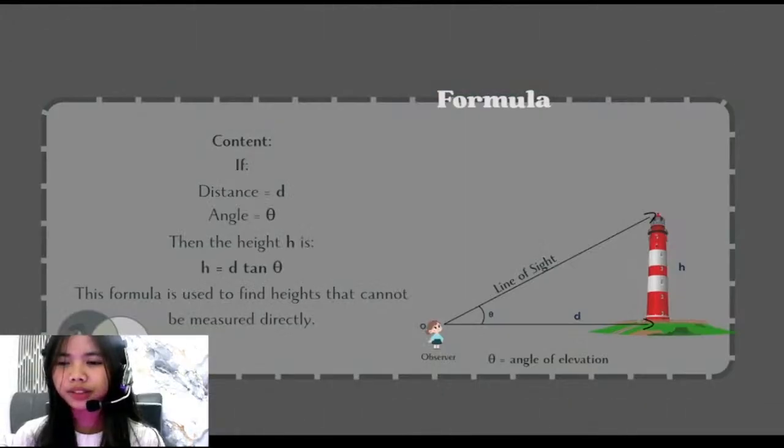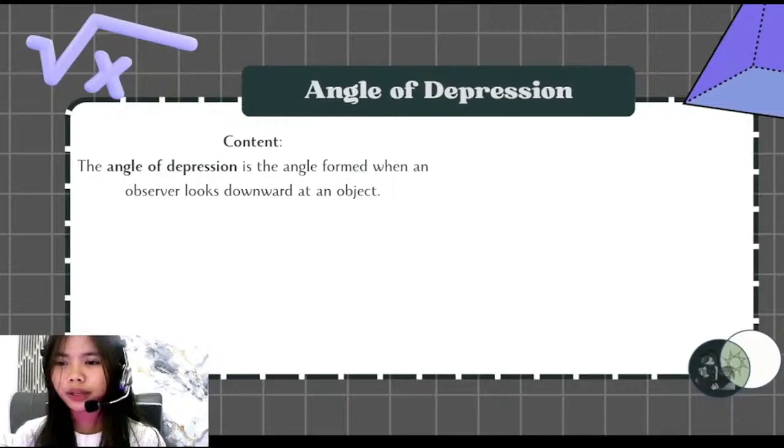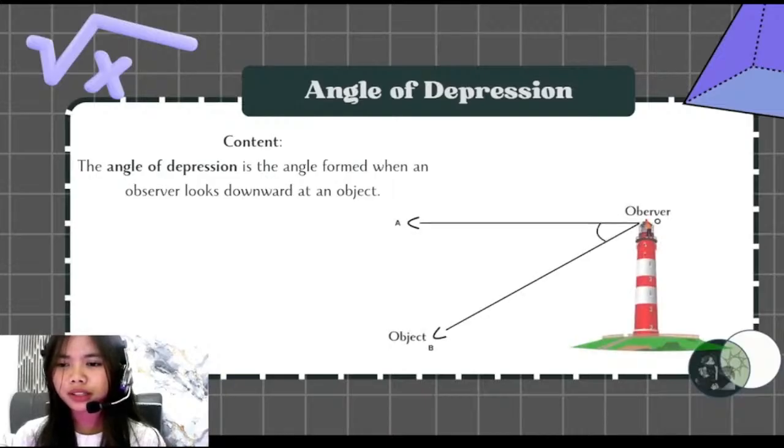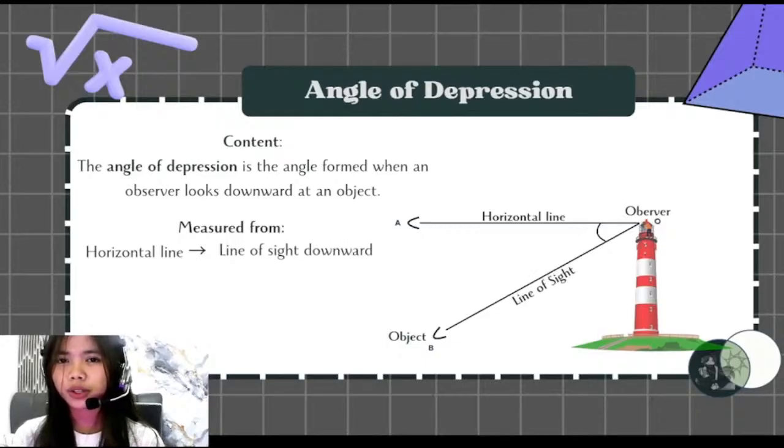When we understand trigonometric functions, we can determine unknown measurements, analyze relationships between angles and sides, and solve practical problems using logical steps and formulas. The angle of depression is the angle formed when an observer looks downward at an object.